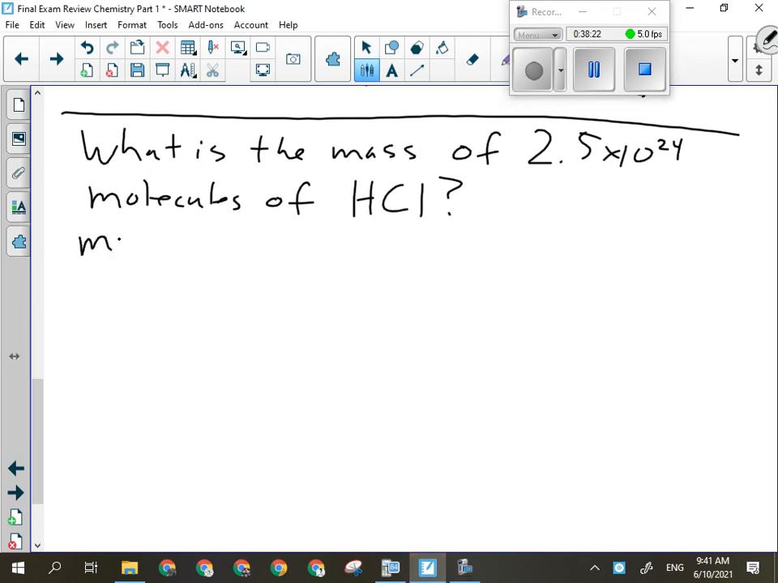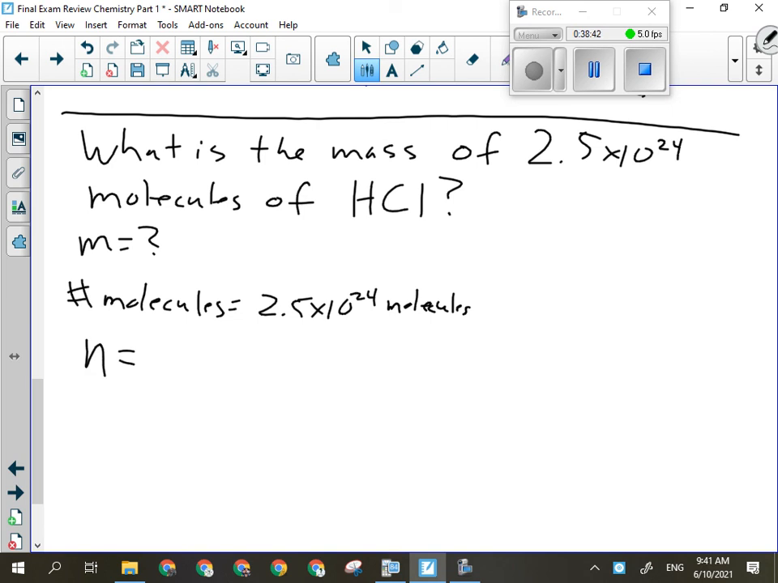So we're looking for mass. What we're told is that we have 2.5 times 10 to the 24 molecules, and we're told it's hydrogen chloride. But before I get to that, I actually want to calculate the number of moles, which I can do right now using the number of molecules and Avogadro's number. I do that by dividing those two things. I take the number of molecules I have, 2.5 times 10 to the 24, and I divide by the number of particles in 1 mole, Avogadro's number. Oh, times 10 to 23. That will give me my number of moles.